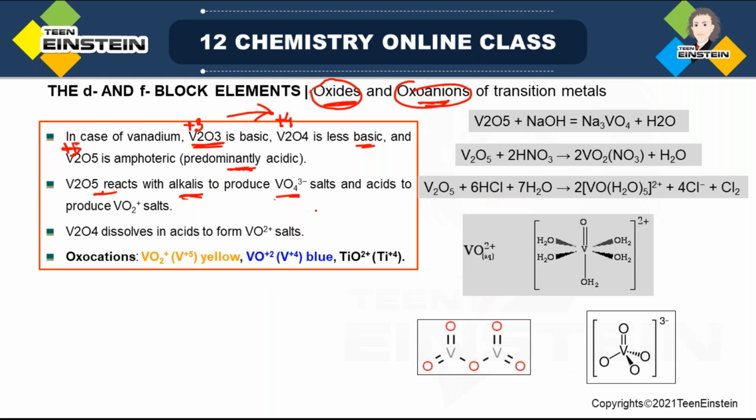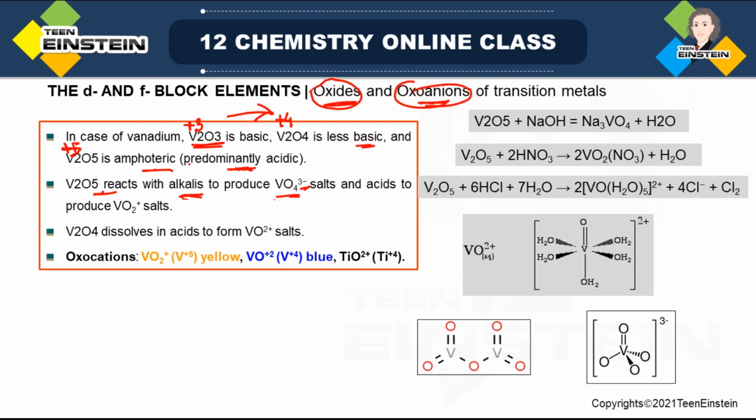It reacts with alkalis and produces the oxoanion VO4 3-. So this is an example of an oxoanion because it carries 3 negative charges. It produces this type of oxoanion salt, and it also reacts with acid because it is amphoteric in nature. So it can react with alkalis, and then it will behave as if it is acidic.